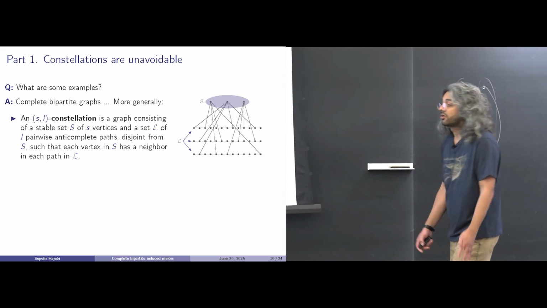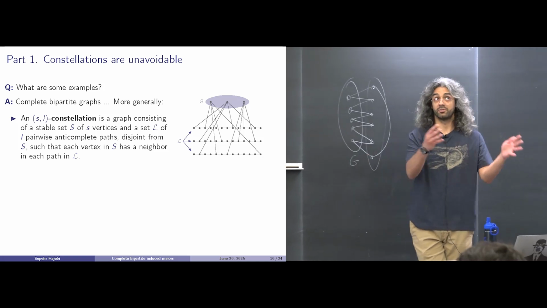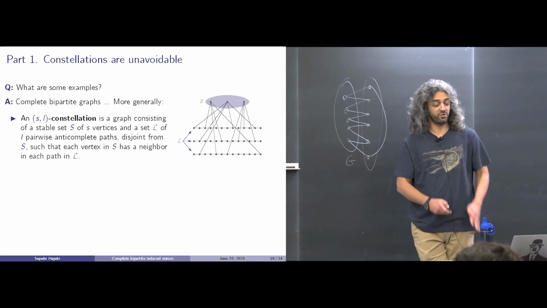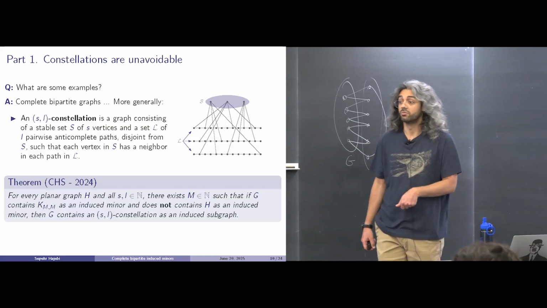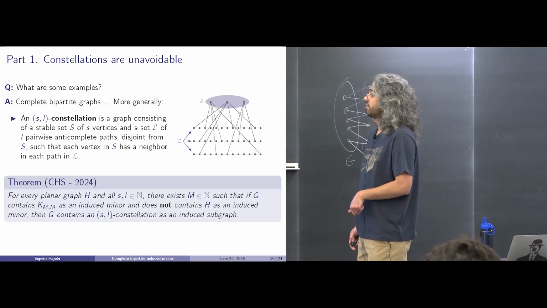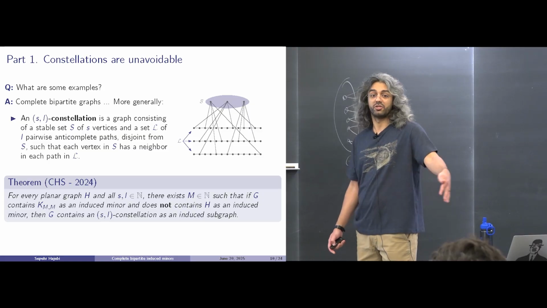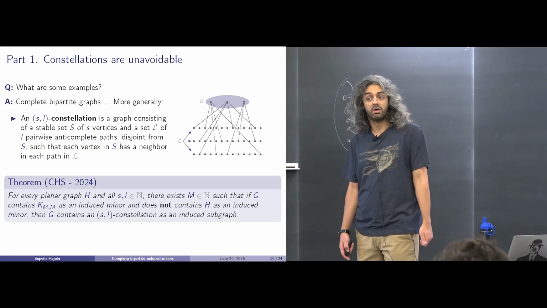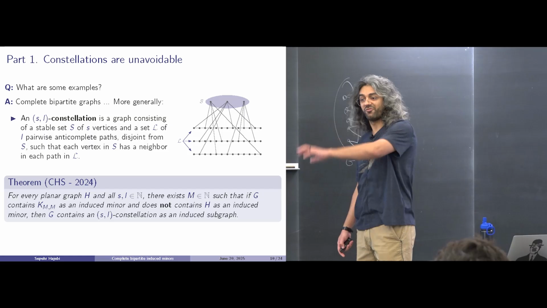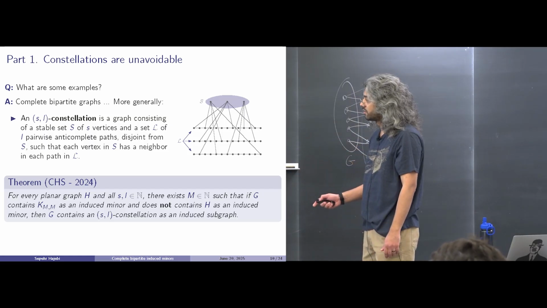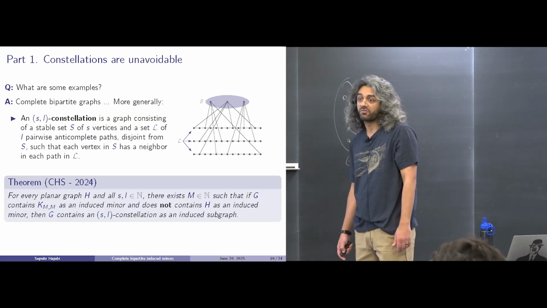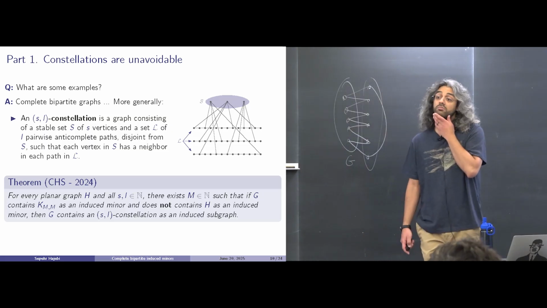So if your graph contains a large constellation, then it contains a large complete bipartite induced minor. And the first half of our main result is that the converse is also true: any graph with a sufficiently large complete bipartite induced minor, which also excludes some fixed planar graph as an induced minor, is going to contain a constellation as an induced subgraph that is as big as you want.